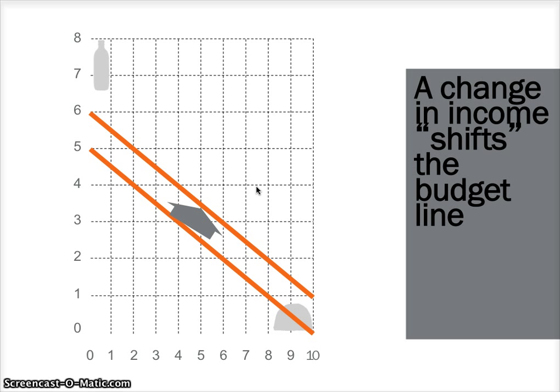If there was a reduction in income, what do you think would happen? Yeah, the opposite. The budget line would shift in, because this would mean I have less money available to spend on both goods.